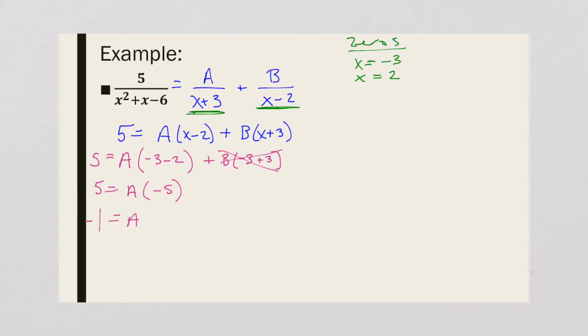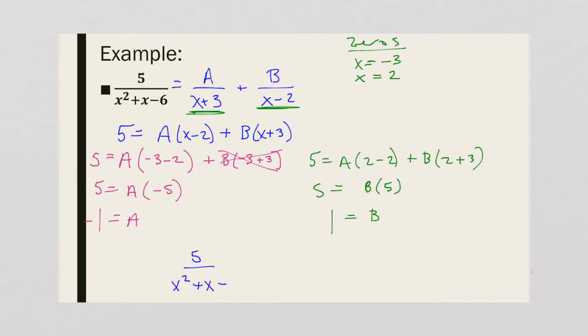Then I go to do B. 5 equals A times 2 minus 2 plus B times 2 plus 3. 5 equals B times 5. And B equals 1 again. Don't forget to write your final answer. You do have to go back and write your final answer, otherwise you will lose credit.